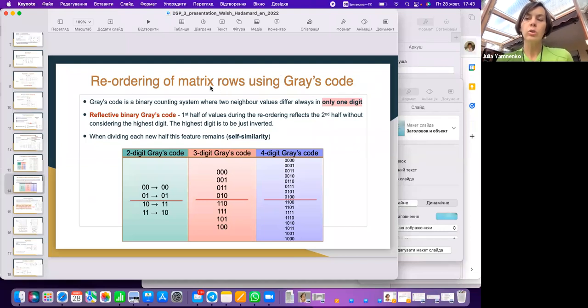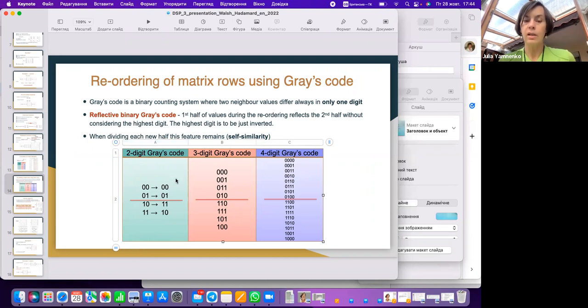And the modification of Gray code that we will consider, because it has a connection to our topic, the connection between the Walsh transform and the Hadamard transform, is the so-called reflective binary Gray code. So the key word here is reflective. Why it's called so, I will show you. And actually you can see it by yourself when you have an attentive look at the table in this slide.